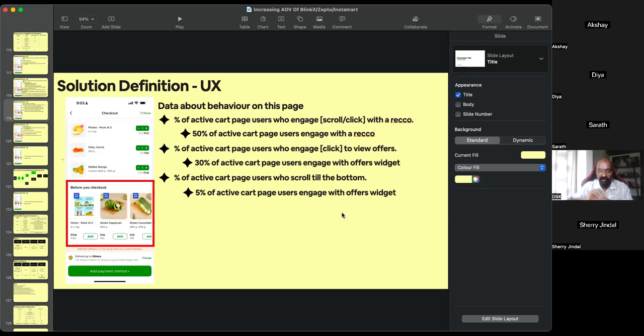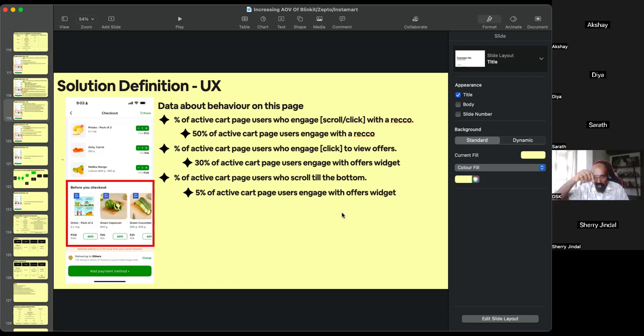So the thing I'm trying to understand: what if we bring down the cart items and bring this entire widget where we're combining both of them? Why is that not the case? Why do you think? So think about the jobs to be done on the cart page. Why are people coming to the cart page? What is the most important job on the cart?